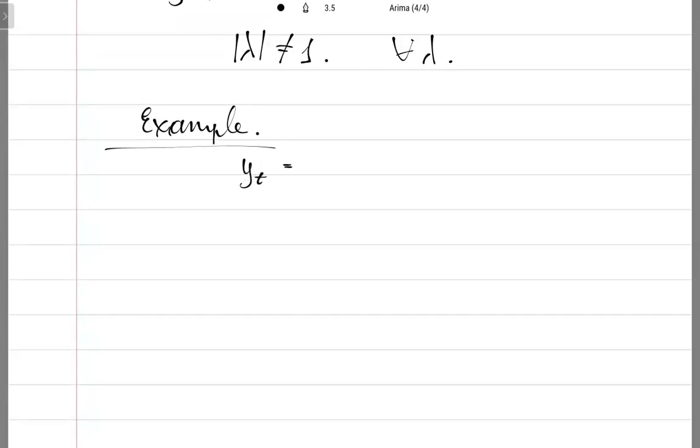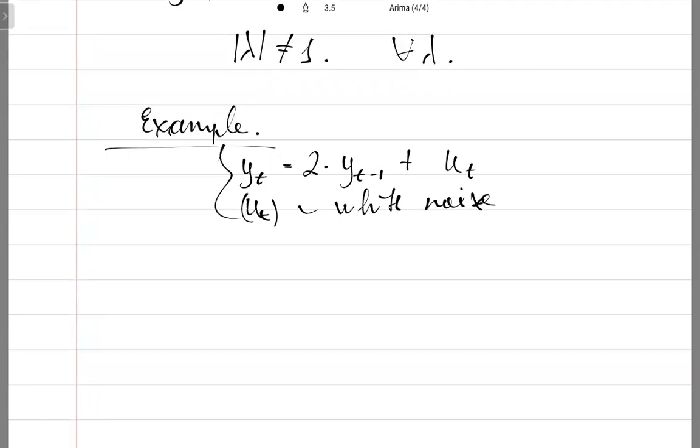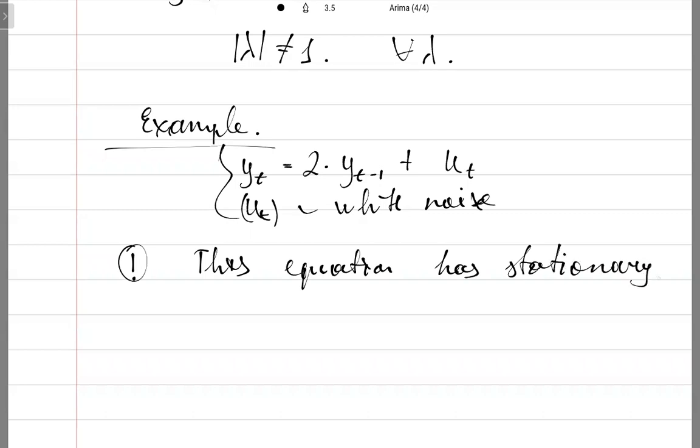Okay, let's consider the following example. Yt is 2 times yt minus 1 plus ut, where ut is a white noise. And now I will do a miracle. Now I have nothing. I have no hidden tricks. I will just provide you a stationary solution. So yeah, we're waiting for it. Yeah, I hope so. So this equation has a stationary solution.